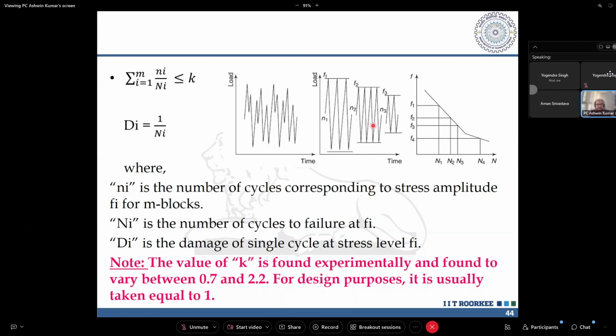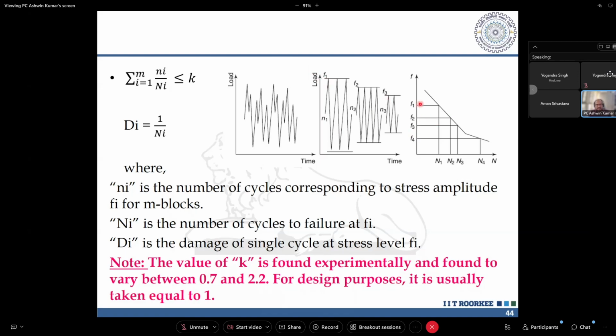I have to break it down based on the stress range, and I have to identify how many cycles it is undergoing. This is the analysis result. So what I look at is my SN curve. I have my SN curve here. I look at what is the stress range that it has undergone.